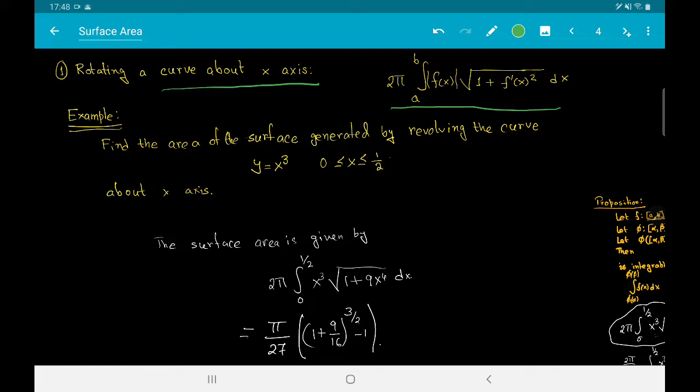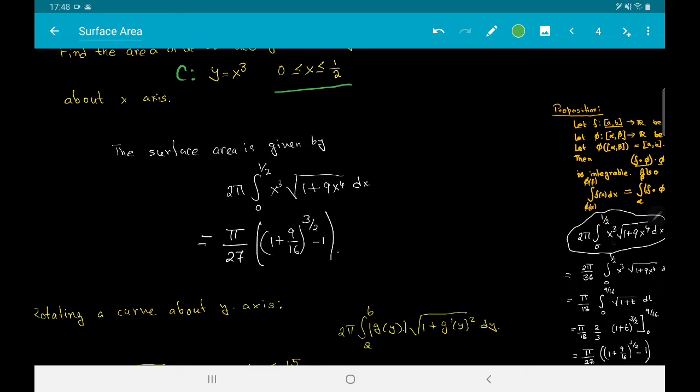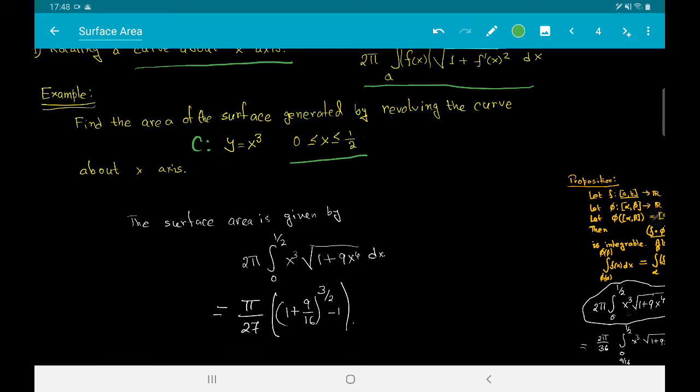dx. So why don't we take a curve given by the equation y equal to x cubed in the region where x varies between 0 and half, and we are going to rotate this curve about the x-axis. So how do we compute the surface area? The surface area is computed by putting all this information in this expression.